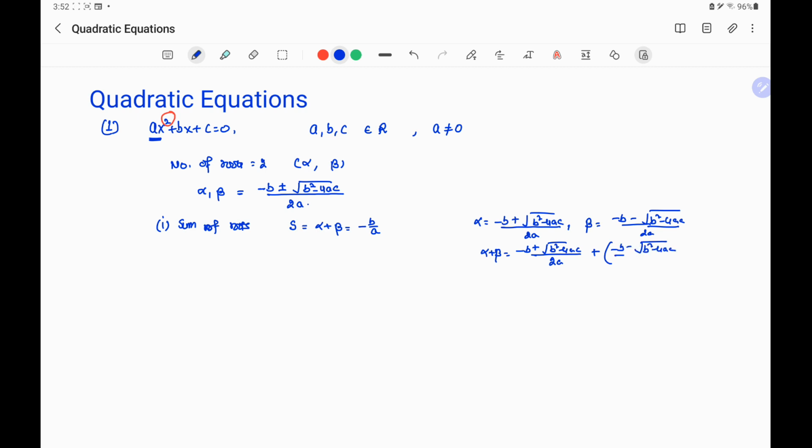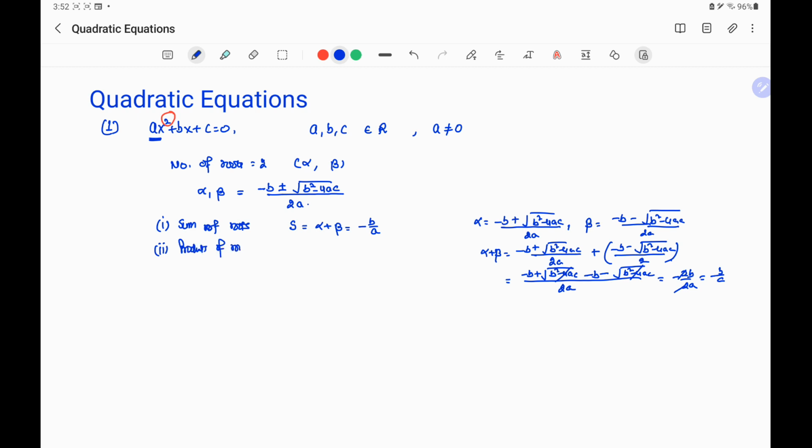4ac by 2a. And taking the LCM 2a, it will be minus b plus square root of b square minus 4ac minus b minus square root of b square minus 4ac. And this square root of b square minus 4ac gets cancelled, so it is equal to minus 2b by 2a, and 2a and 2a get cancelled, it is equal to minus b by a. So the sum of the roots is minus b by a. Similarly, we can find the product of roots.